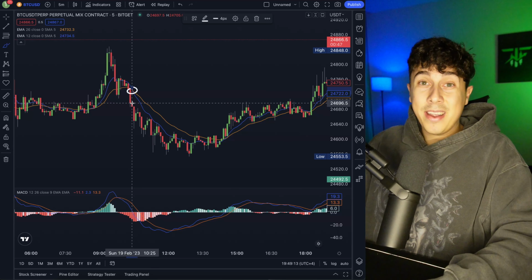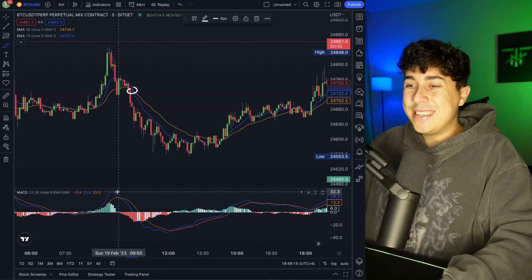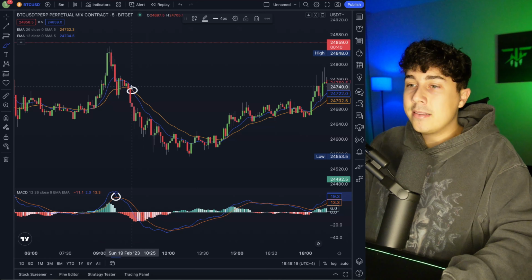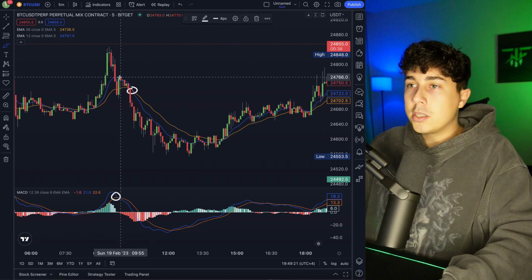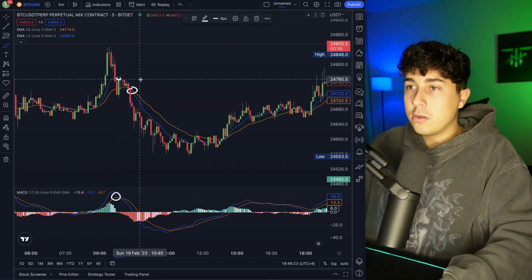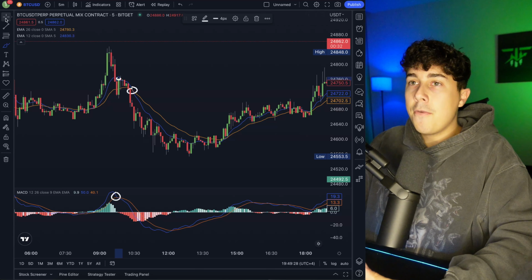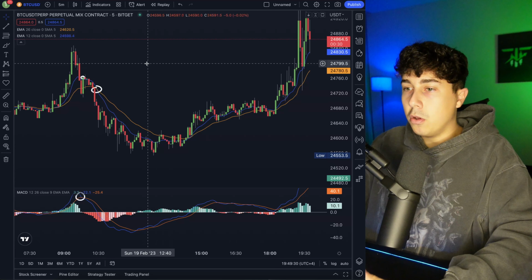If we take a look here in the MACD, you will see that the MACD cross is much earlier than the EMAs in the chart. So in this situation, we would enter the short position right here. And on this point, we would make much more profit. But if we take a look at other situations, it will definitely be the same.